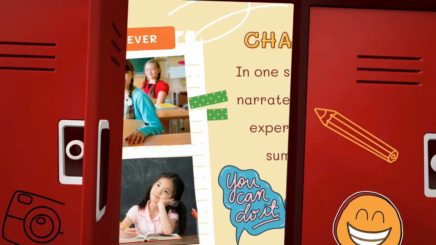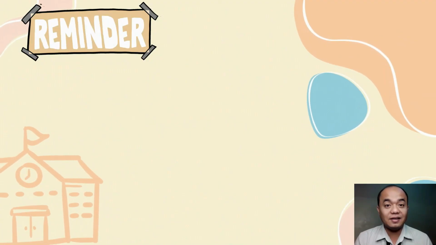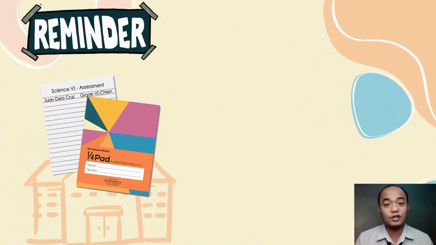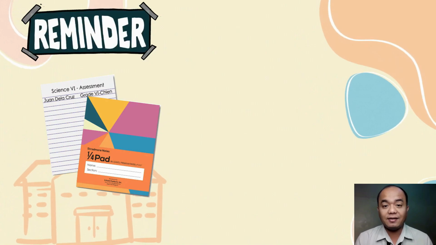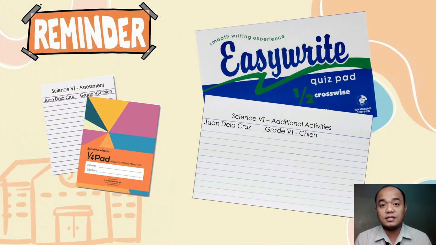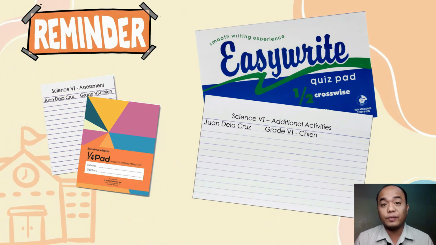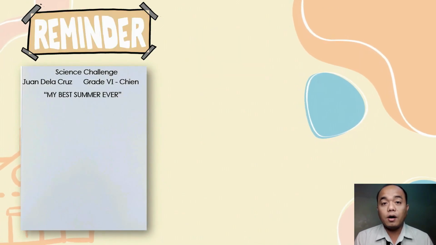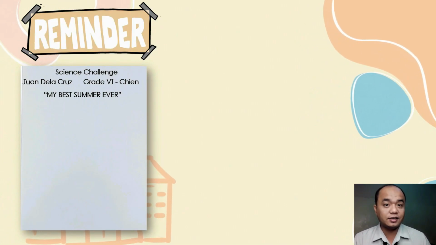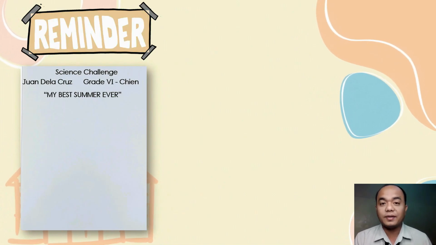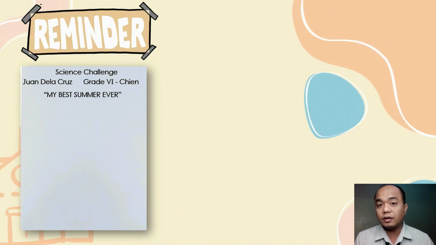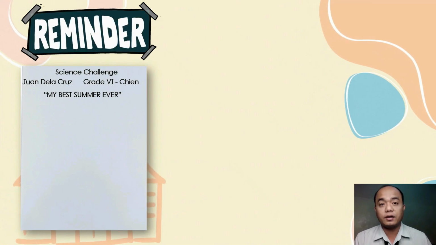Understood? Very good! What to submit this coming retrieval day? Your 1/4 sheet of paper where your assessments in lesson 1 and lesson 2 are written, and your 1/2 sheet of paper crosswise where your additional activities in part 1 and part 2 are written. You also submit your short size bond paper where your part 3 is written, your science challenge, entitled My Best Summer Ever. Submit this together with the 1/4 sheet and the 1/2 sheet. Stick those three together, and your parents will hang them on the retrieval day.